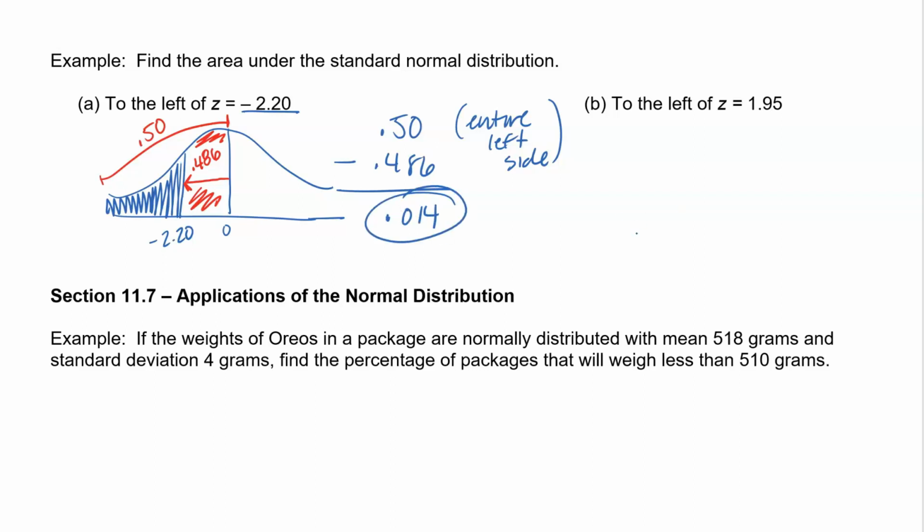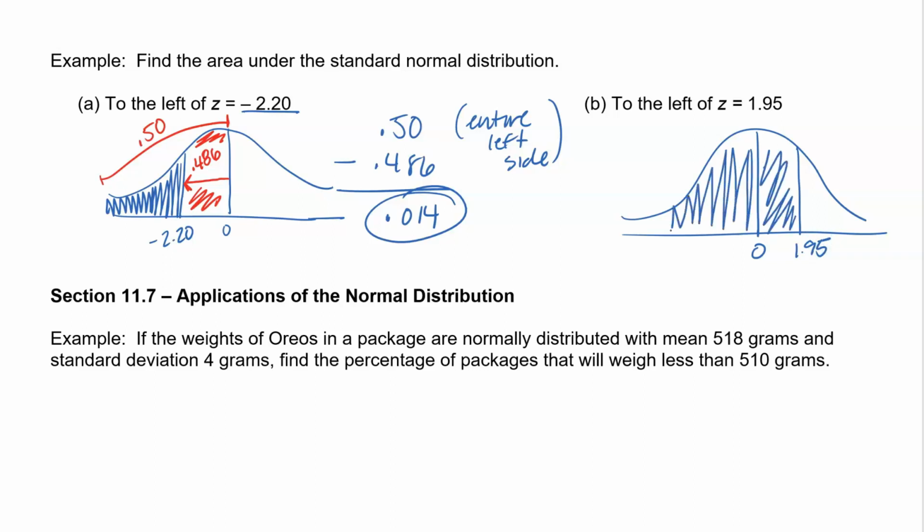Okay, so last one. So I'm going to draw a curve, you get pretty good at these curves when you do them enough. Put 0 in the middle, 1.95 is going to go to the right. Okay, and I want the area to the left of that line, so that means I want all of this. Now, right away, just like in the last example, if I'm trying to find an area where half of the curve is included, in this case, I'm going to say that that's 0.50, so I know that. Okay, the table, if I look up 1.95 in the table, it's going to give me the area starting at 0, going to 1.95, and that area is 0.474.